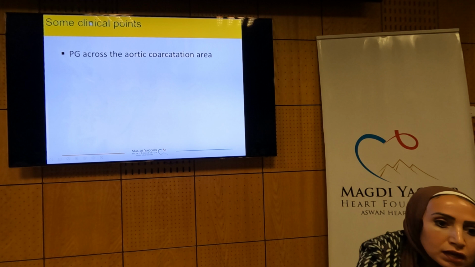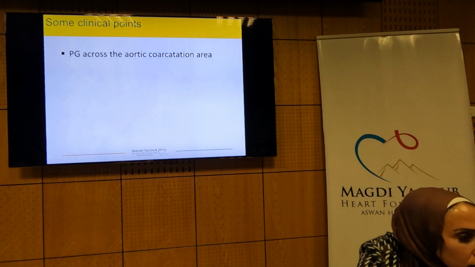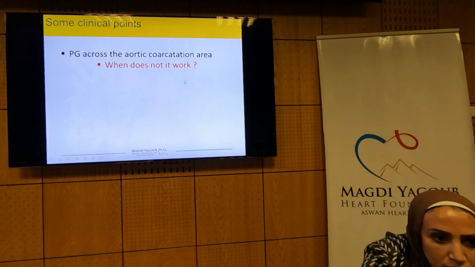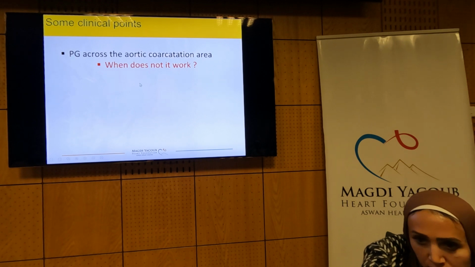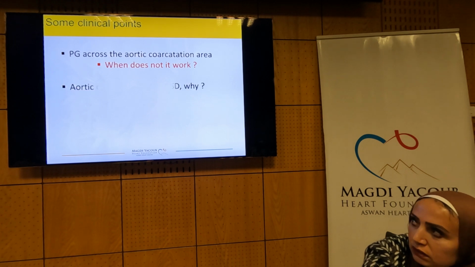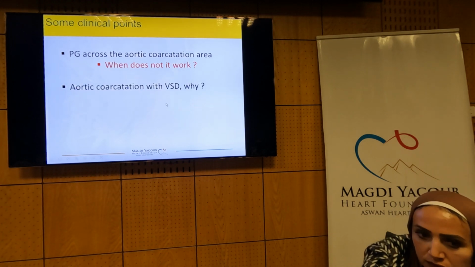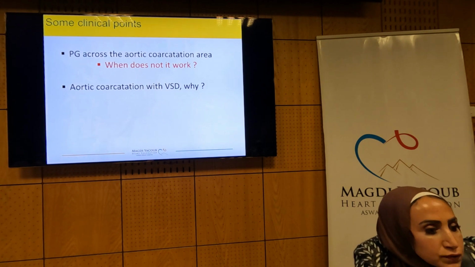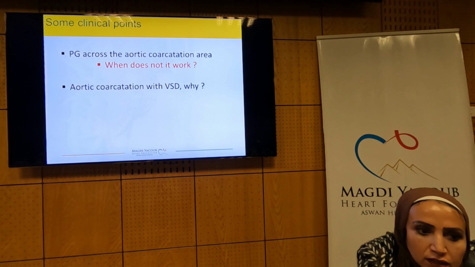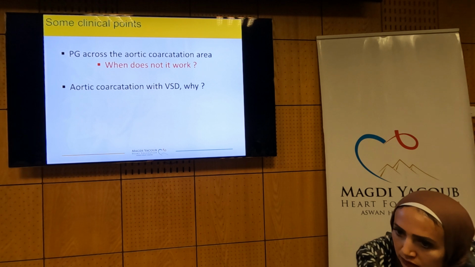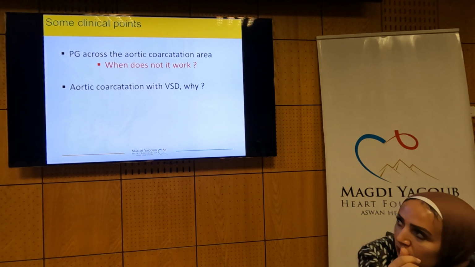Some clinical points. I said that usually we diagnose coarctation by the pressure gradient across the coarctation. When does it not work, when do we have a coarctation without a significant gradient? Yes, exactly. If you have aortic coarctation with VSD, all the flow will go preferentially to the lung and less flow will go through the coarctation. So actually you have a significant coarctation, but you don't have enough flow to demonstrate the narrowing.